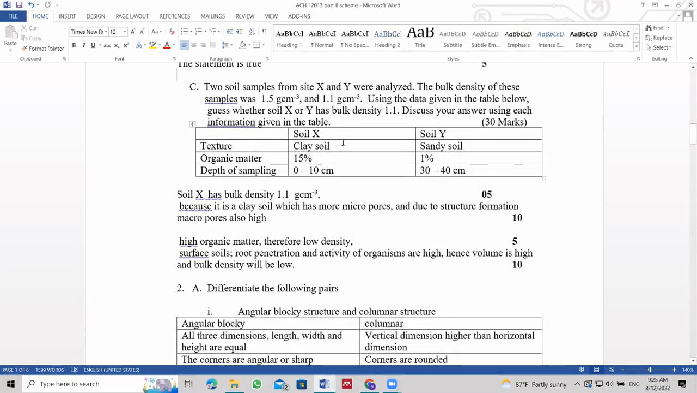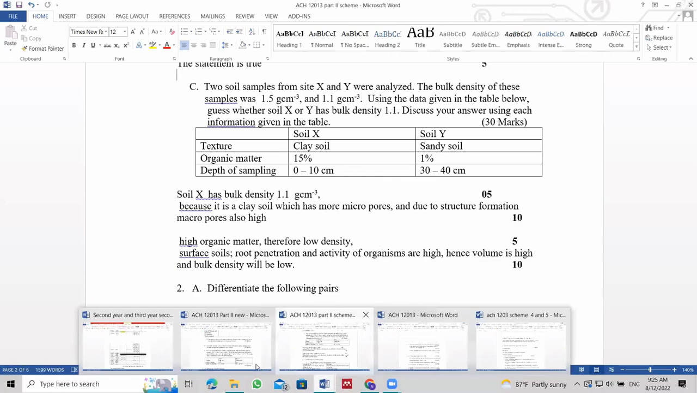Soil X has the bulk density of 1.1 because it is a clay soil which has more micropores, and due to structure formation, macropores are also high. Then high organic matter, therefore low density, and in surface soils, root penetration and activity of organisms are high, therefore volume is high and bulk density will be low. So that is the expected answer.